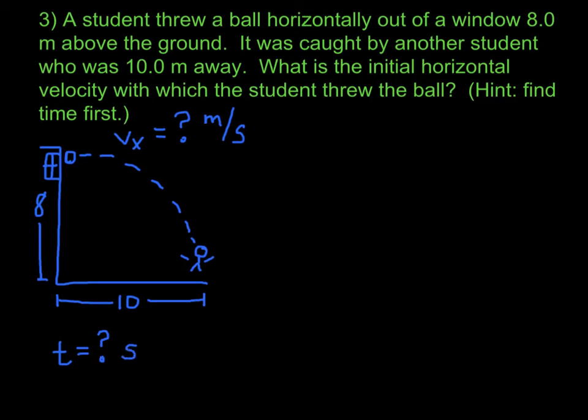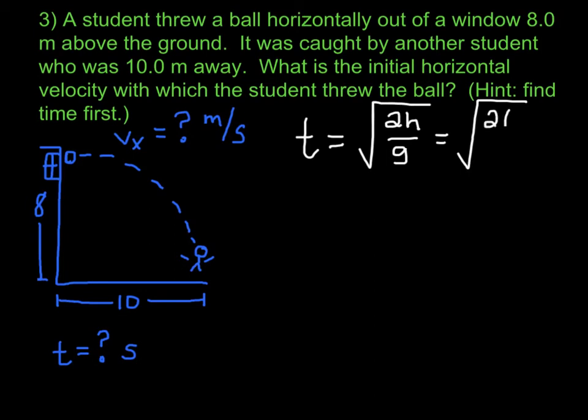So let's find time first. The equation that we know to solve for time says time equals the square root of 2 times the height divided by the acceleration due to gravity. Our height was 8. The acceleration due to gravity is always 9.8. And so to put that in your calculator, you're going to have to do the stuff inside first. So that becomes 16 divided by 9.8.